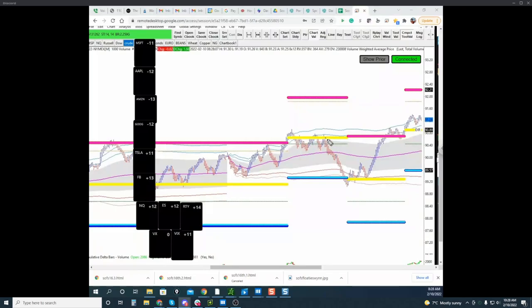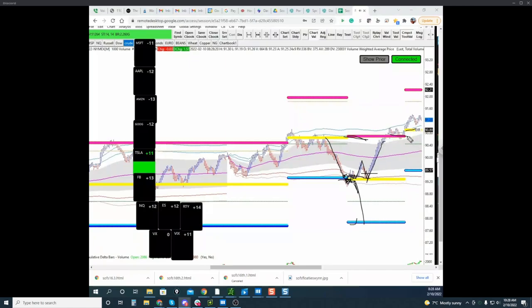So we come down here, bounce off the blue lug, we form new lugs. What should have happened? Because we formed new lugs lower, this should have held and moved lower. What didn't happen? That didn't happen. We got right back above the yellow. Here was the volume event that I missed that I'm going to show you and complain about. Straight to the red lug.